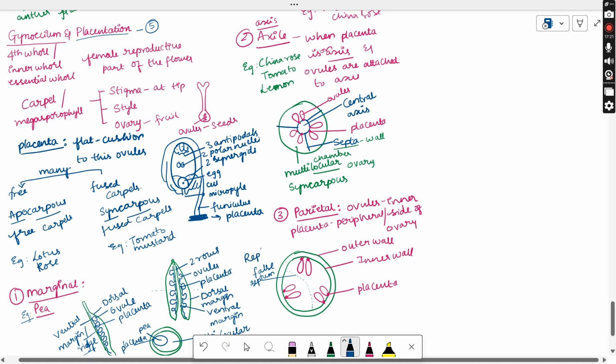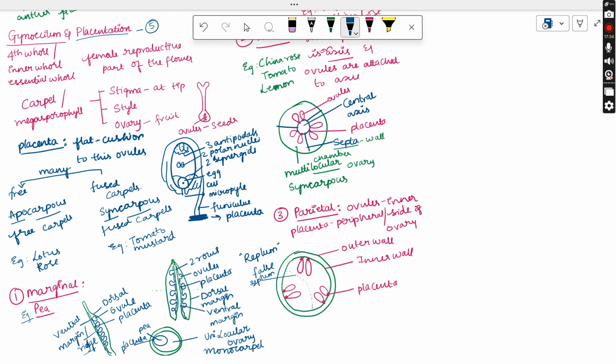This false septum we call a replum, which is not a true wall. A false wall is actually present which is dividing the ovary into chambers. That we call a replum. That false septum we call replum.